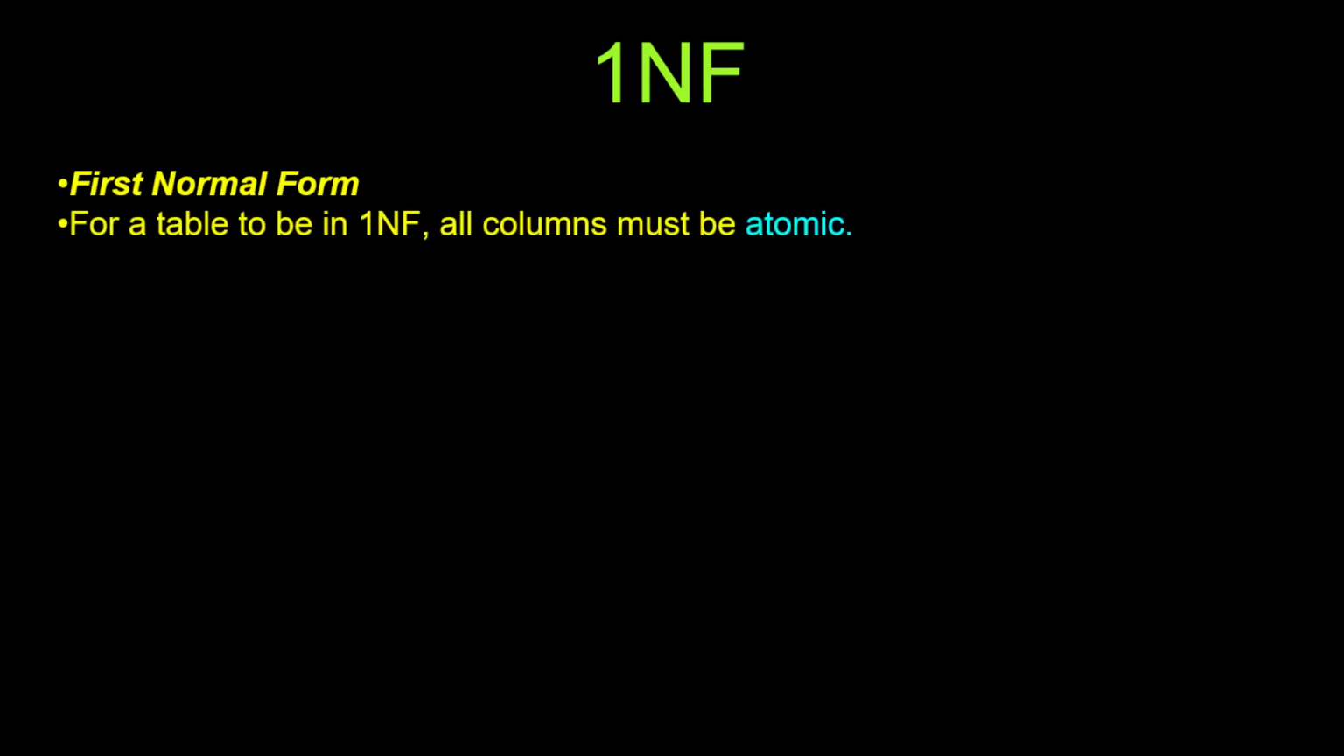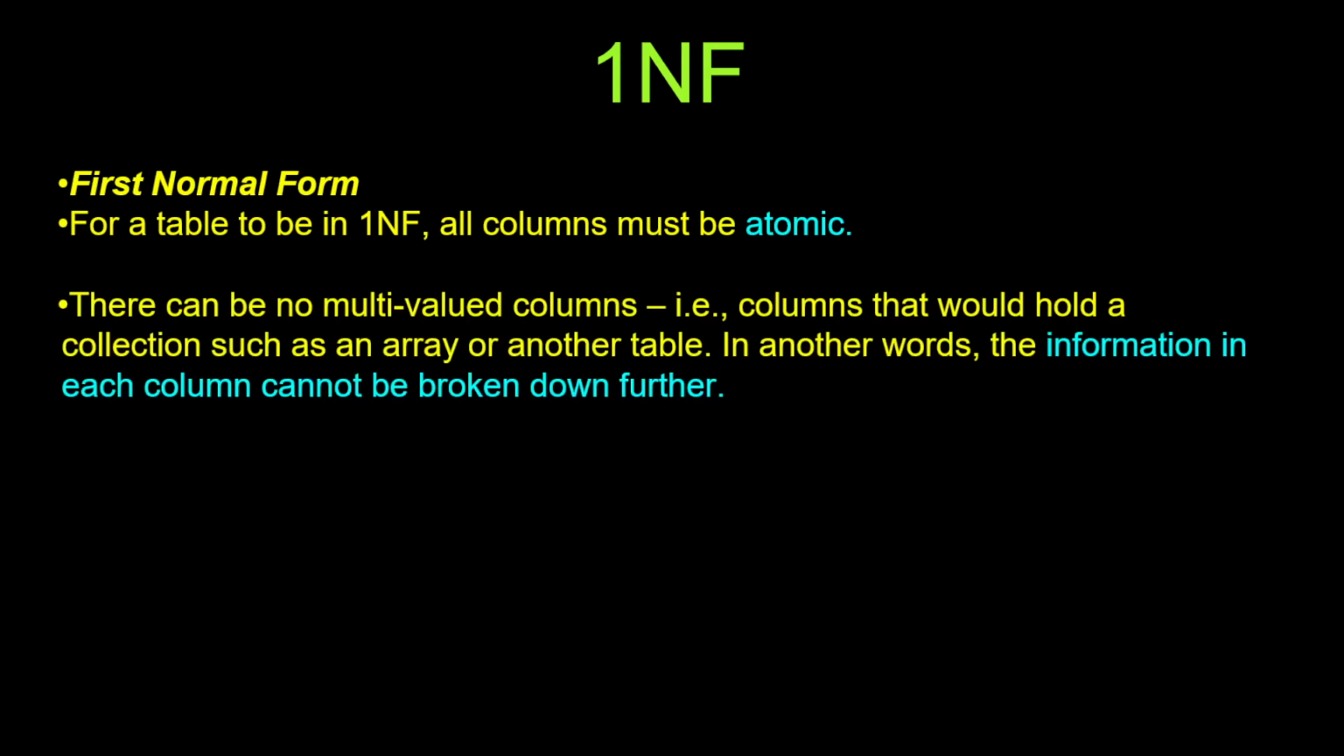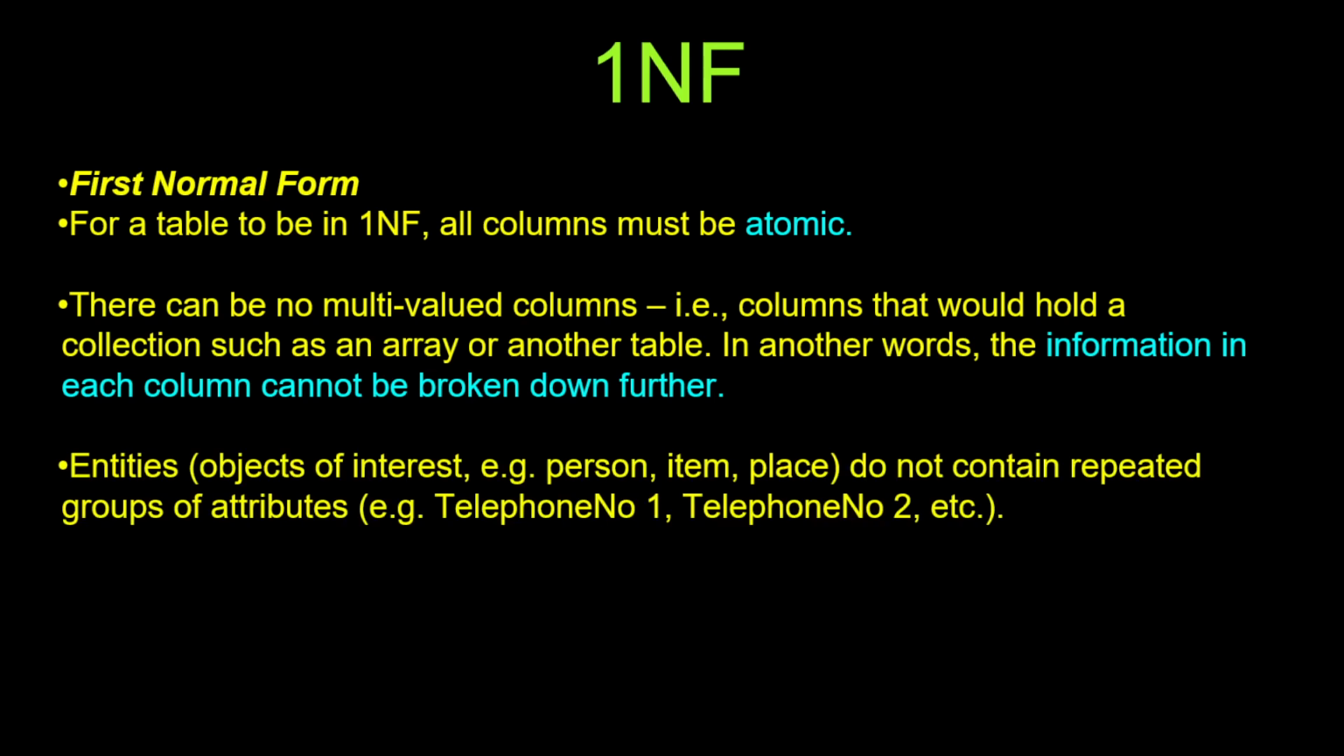Let's look at 1NF, first normal form. For a table in first normal form, all columns must be atomic. Atomic here means that there cannot be any multi-value columns. Your information in each column cannot be broken down any further. Let's say you have a phone number. As we said in the earlier video, we cannot have phone number 1 and phone number 2 within the same column. We need to separate them out. All right, so let's look at an example now.